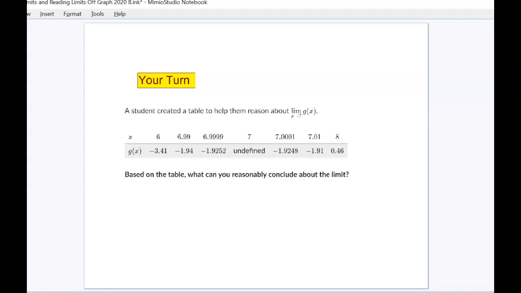Well, I hope you had time to try this problem. Based on the table, it appears that as I approach 7 from the left, my graph is approaching negative 1.9252, and as I approach 7 from the right, it's also approaching a similar value. So I would say a reasonable limit would be negative 1.92.